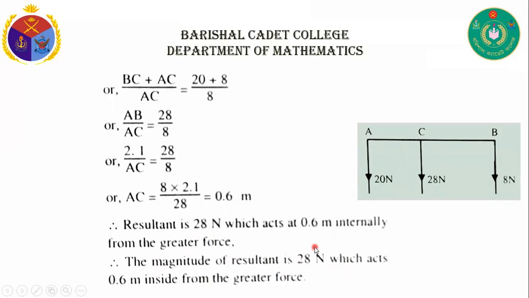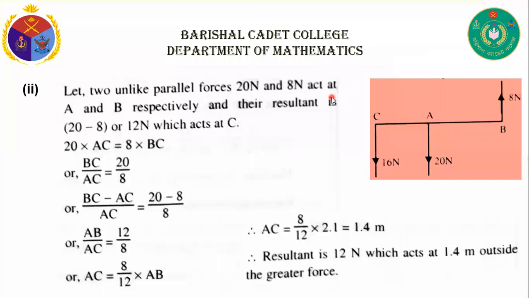So, boys, I hope all of you understood this problem, and I will go now to part 2. Two unlike parallel forces, 20 Newton and 8 Newton, act at A and B respectively. Their resultant is, we know that the resultant of unlike parallel forces is the difference between the forces, that is 20 minus 8 equals 12 Newton, which acts at a point C.